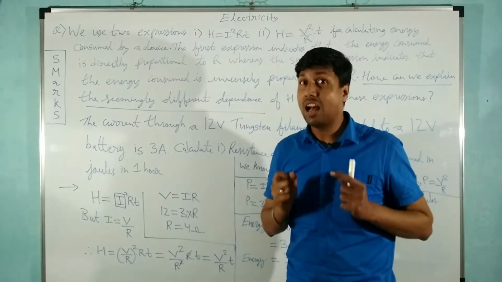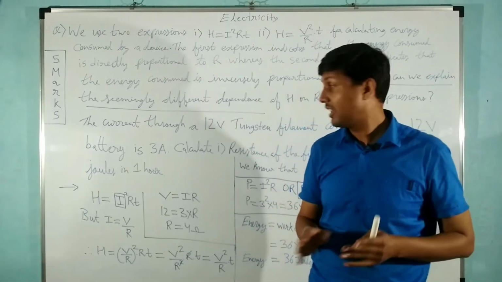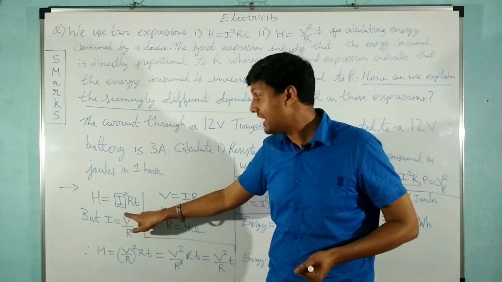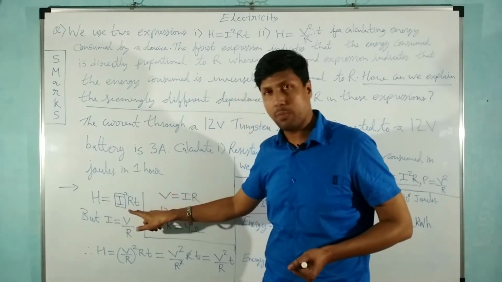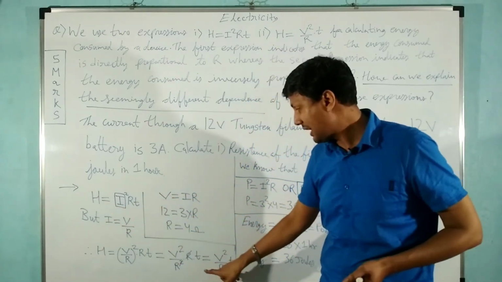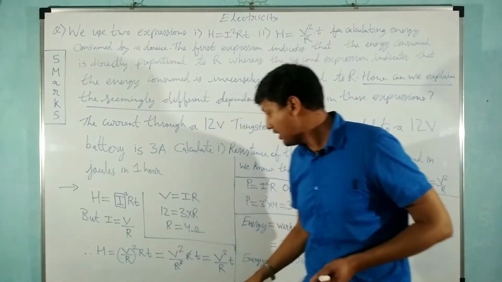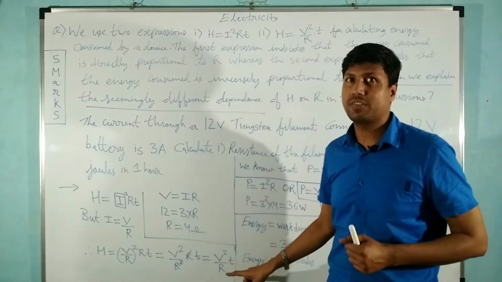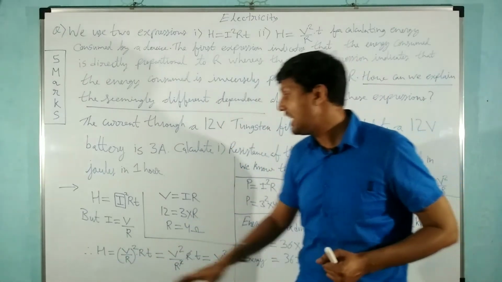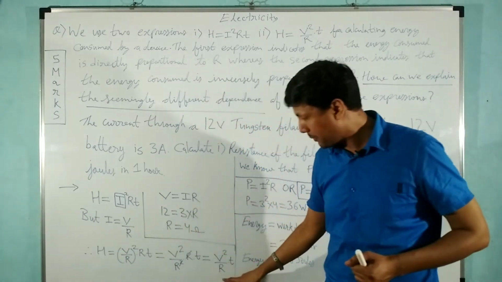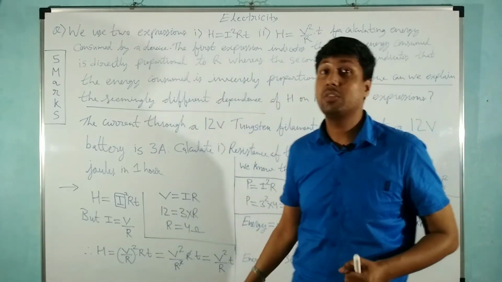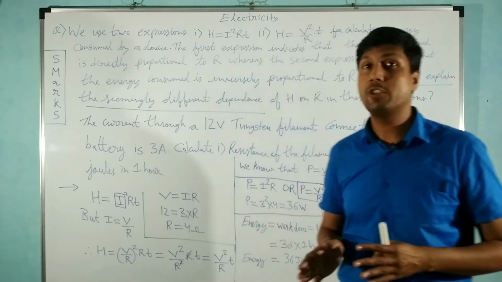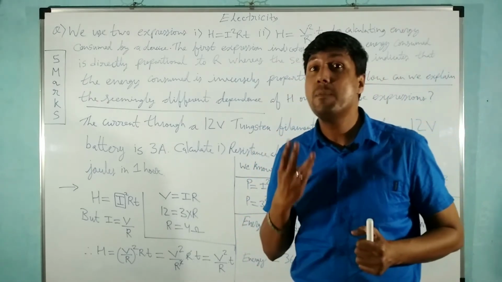But the conditions are, listen to me very carefully again. If I is constant, then and only then will H be directly proportional to R. And in the second case, if V square into T is constant, then and only then will H be inversely proportional to the resistance. So that is the answer for the first half of the question that carries 3 marks.